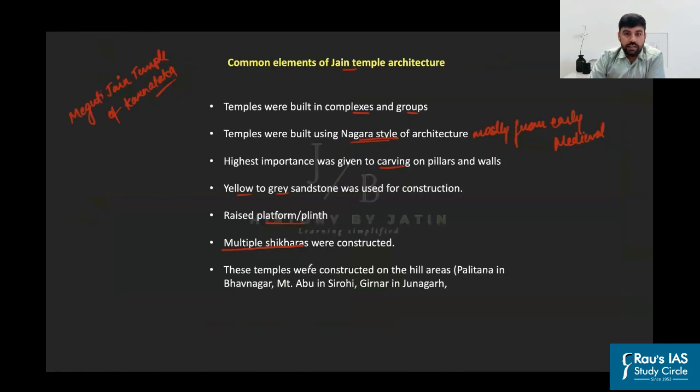And the last one is, these temples were constructed on hilly areas. Why? Because there's a place known as Shikharji. Shikharji is a place where the most number of Jain Tirthankaras achieved salvation. Now, when Shikharji is located on a hilly area, it became a trend to construct temples on hilly areas. So whether you talk about Palitana, Mount Abu, Girnar or Shikharji, all of them are located on hilly areas.